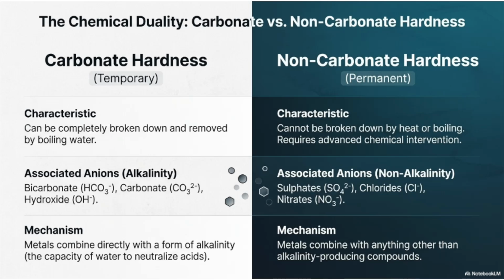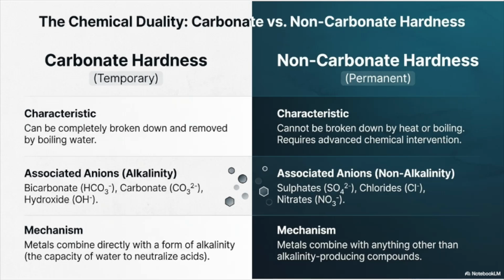Carbonate hardness is also called temporary hardness. Its key characteristic is that it can be completely broken down and removed simply by boiling water. It is associated with anions that contribute to alkalinity, namely bicarbonate, carbonate, and hydroxide. Its mechanism involves metals combining directly with a form of alkalinity, which is the water's capacity to neutralize acids.